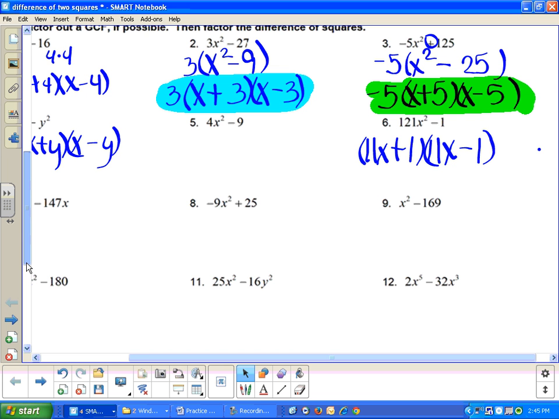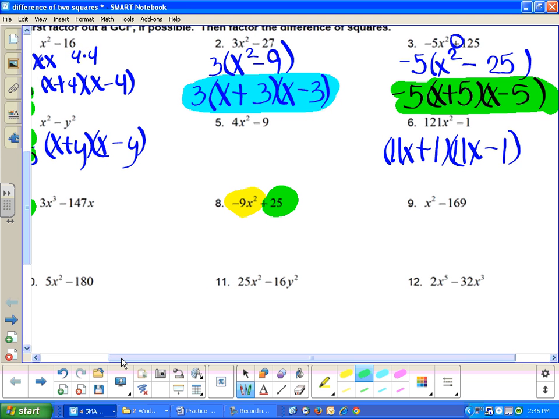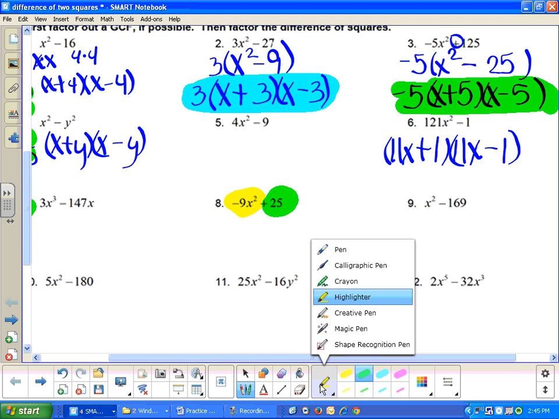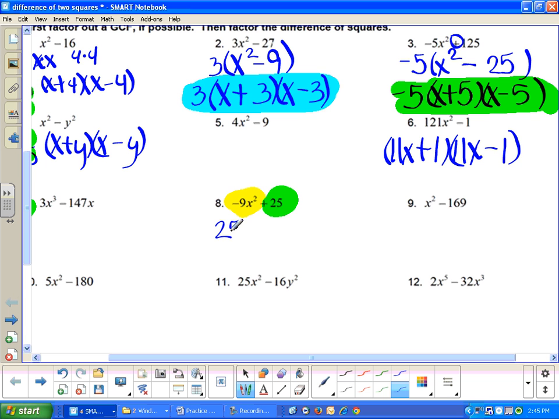Number 8 is a little different. If you look at this, you notice that this is a perfect square and this is a perfect square, but it's not a difference. Number 8 is negative 9x squared plus 25. You can rewrite this as 25 minus 9x squared, and we could turn it around. That way we have a difference of two squares. The x term doesn't have to come first. And we can have 5 and 5, minus 3x, plus 3x.